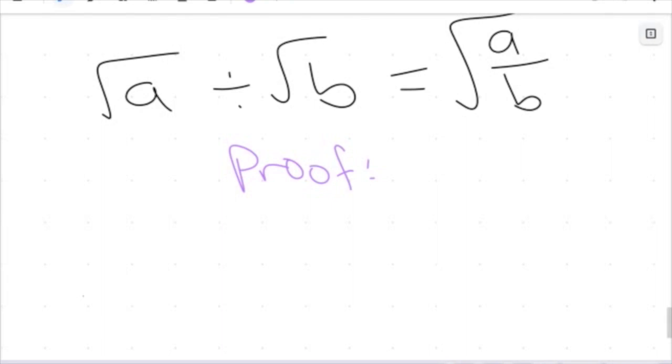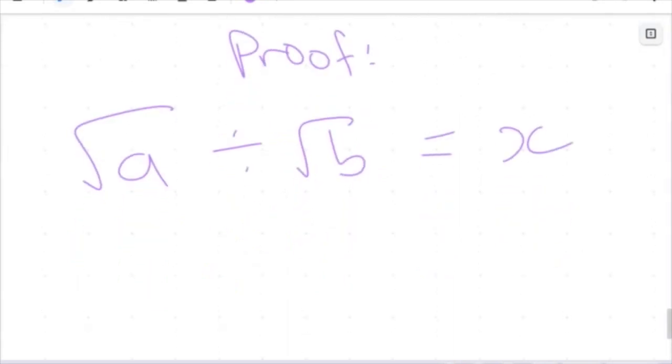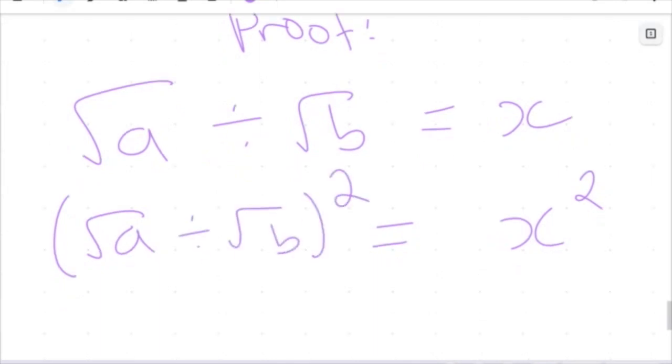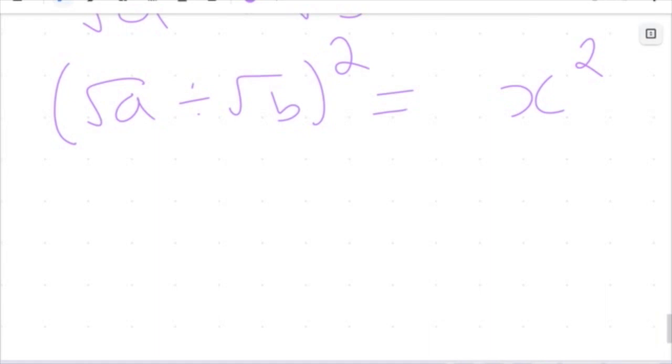But what I'm going to say here is that if I take the square root of a and I divide it by the square root of b, that's going to give me some answer x, right? Once again, squaring both sides, I'm going to get x squared, and root a divided by root b all squared. And then the squaring here is going to undo my square roots. So I'm going to get that x squared equals a divided by b.